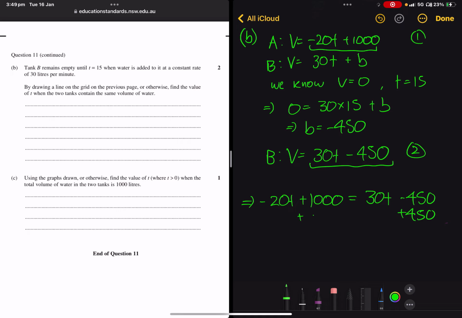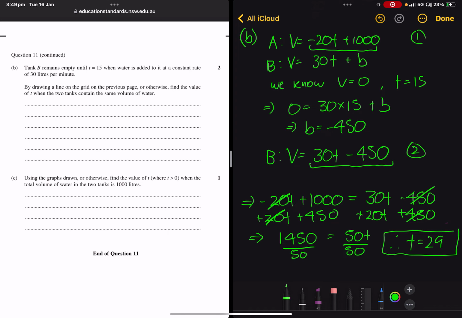Add 450 to both sides. Add 20t to both sides. We can do these two steps together, or you could do two separate lines. It doesn't really matter. So this clears this away. This gives us 450 is equal to 50t. So now we're going to divide both sides by 50. So we have 450 divided by 50. This will give us 9. So this implies T equals 9. This is the number of minutes after which the two tanks will have the same volume.